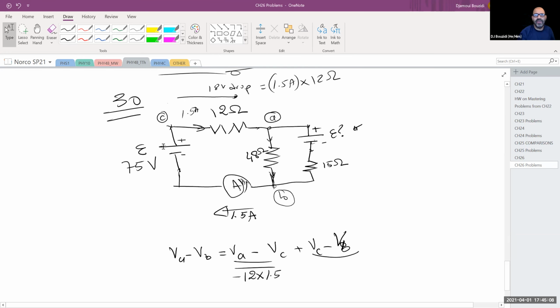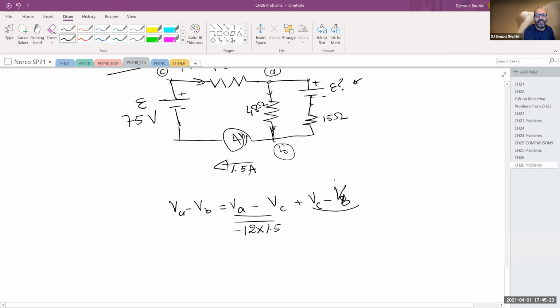VC minus VB is actually 75 volts, because I'm coming from the positive in here. I'm saying VC minus VB. The lower end of the battery is always lower in the voltage than the higher end by the amount of the EMF, which is given to be 75. So this voltage drop between A and B is equal to the current that is going through the 48, which I'm going to call I48. So it's going to be 48 ohms times the current that is going through it in this direction.